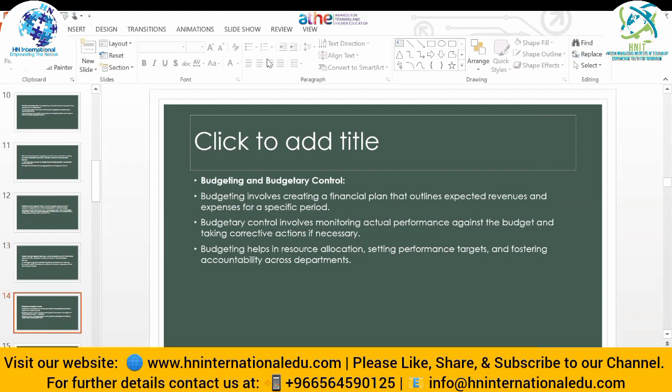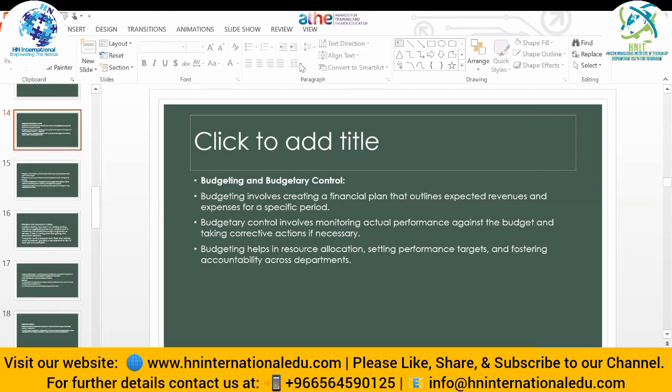Then we have budgeting and budgetary control. Any questions so far? Okay. Thank you, Mark. Budgeting and budgetary control.